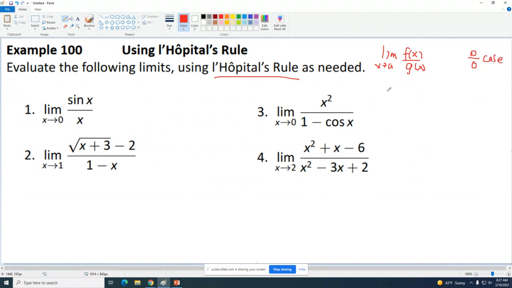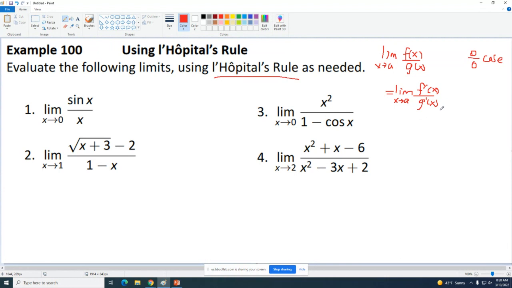Then this limit is equal to the limit of f prime of x divided by g prime of x. So we find the derivative of the numerator and the derivative of the denominator, and then we divide. This is by no means the quotient rule. We're not finding the derivative of f of x over g of x. We find the derivative of f of x alone and the derivative of g of x alone. It has nothing to do with the quotient rule.